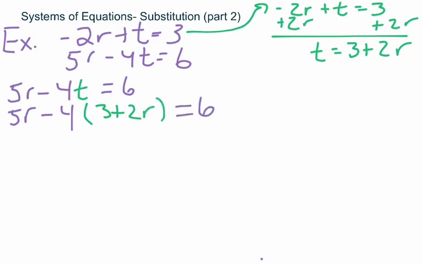In a mathematical equation, the importance is that I've gone from having two variables, an r and a t, to having one variable, which is just the r, and that kind of equation we know how to solve. Now we kick in our equation solving skills. Bring down the 5r, distribute, don't forget to distribute the negative 4. Negative 4 times 3 is negative 12, and negative 4 times 2r is negative 8r.